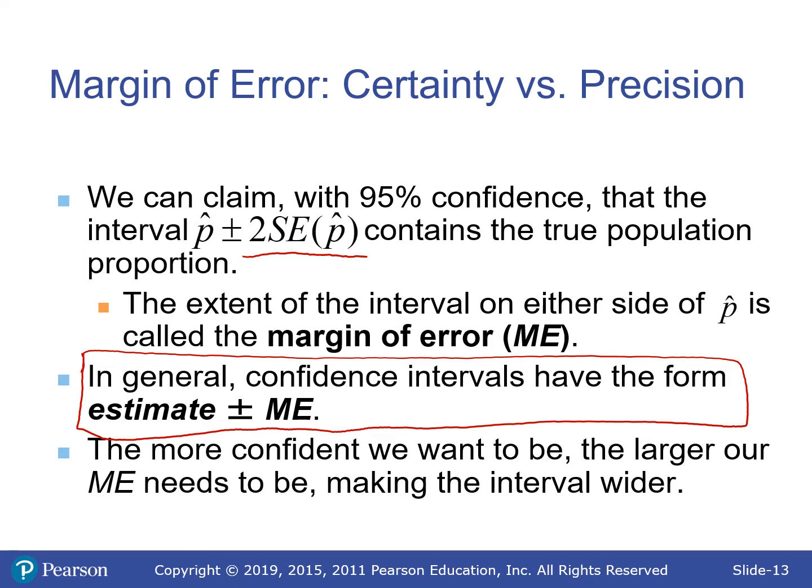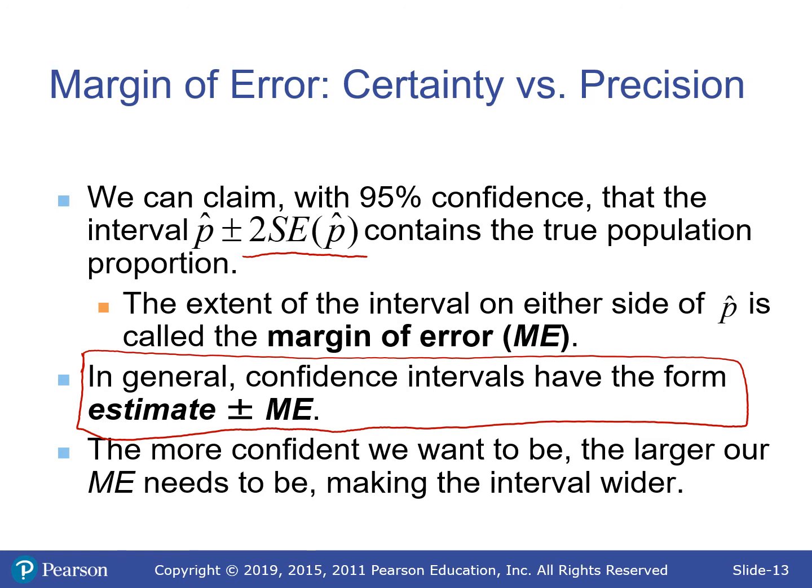So now, the more confident we want to be, the larger our margin of error needs to be. Like, I am 100% confident that the true population proportion will be between 0 and 1. That is a true statement. I am that confident, but it's a meaningless statement. Because yes, the proportion is going to be between 0 and 1. That doesn't help us at all.